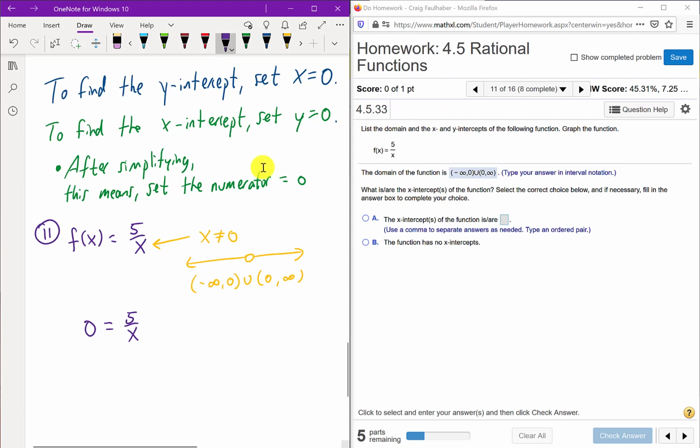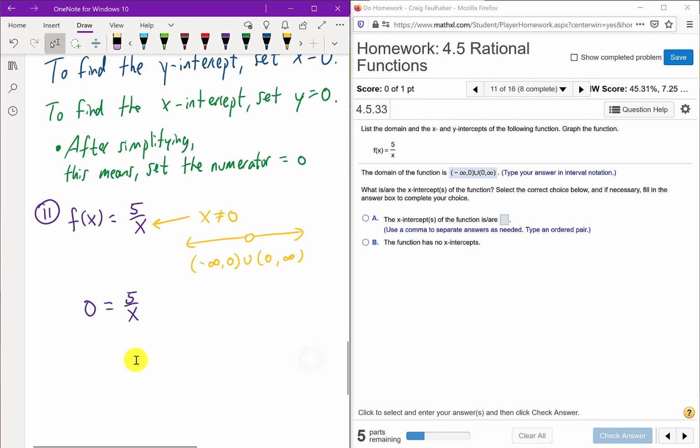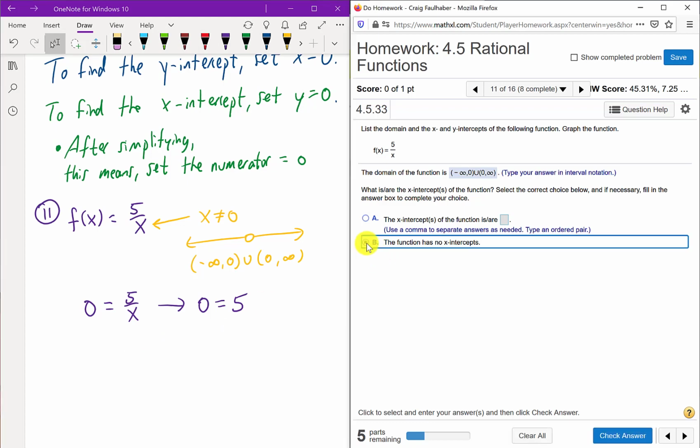Because the only way for a fraction or a rational function to equal 0 is if its numerator equals 0. Another way to think of that is we can take this equation and multiply both sides of the equation by x, but 0 times x just gives you 0, and the right-hand side is going to give us 5. So we have 0 equals 5. That is not a true statement, obviously, which actually just means we don't have any x-intercepts for this function.